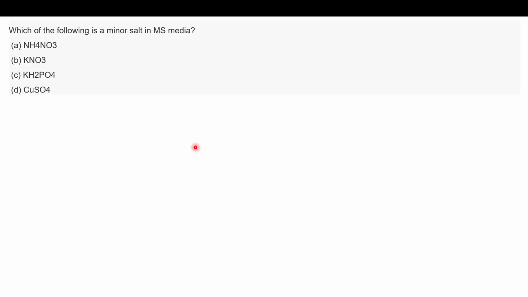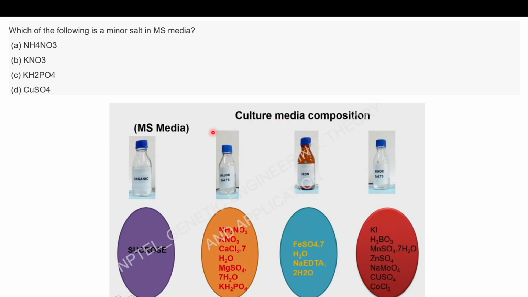Okay. Now, which of the following is a minor salt in MS media? MS media is something which is used mostly for plant cultures. The overall MS media has a carbohydrate source, glucose. There are major salts which are really essential.